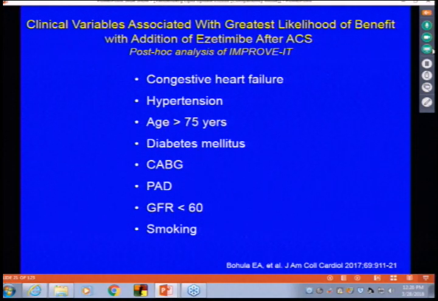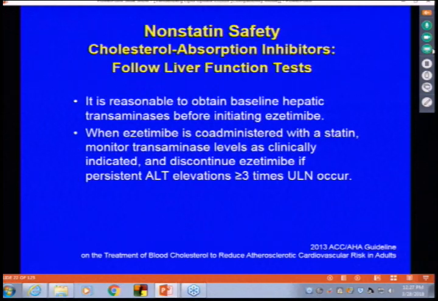Recognizing that within the group of patients who were treated there's a spectrum, they did some more analysis and found that you can profile patients who have a better outcome, and this is just a list: patients with heart failure, hypertension, elderly, diabetes, coronary bypass surgery, chronic kidney disease, smokers. These had an even greater benefit than the group in general. It does require a normal liver function because it goes through intrahepatic circulation, so liver tests should be monitored on ezetimibe.